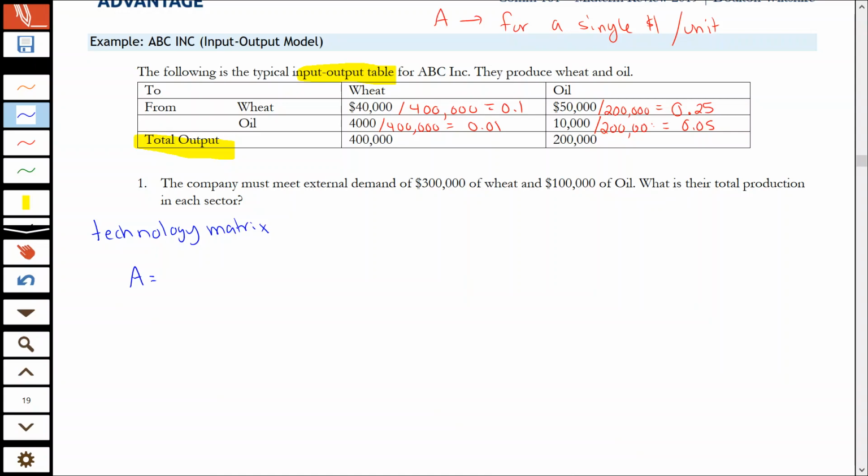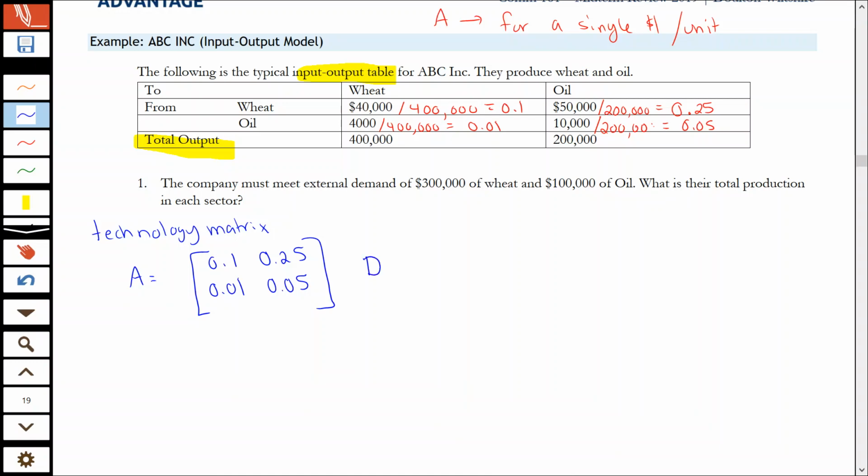So no matter what question they ask us, we always need to find the technology matrix. So A is going to equal 0.1, 0.25, 0.01, 0.05. And in this question, it says a company must meet the external demand of $300,000 of wheat and $100,000 of oil. What is their total production?